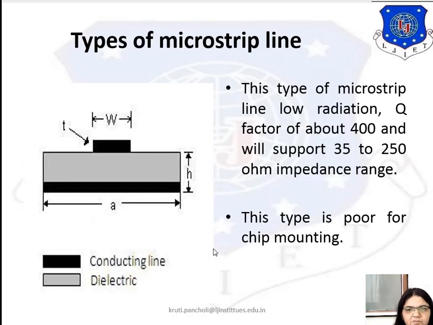There are various types of microwave microstrip line. This is the microstrip line having the simple kind of construction. The conducting line is there, and this is the substrate that is given to you, and it is the dielectric. Such a microstrip line has a low radiation, Q factor about 400, and will support a 35 to 250 ohm impedance. It is poor for chip mounting.